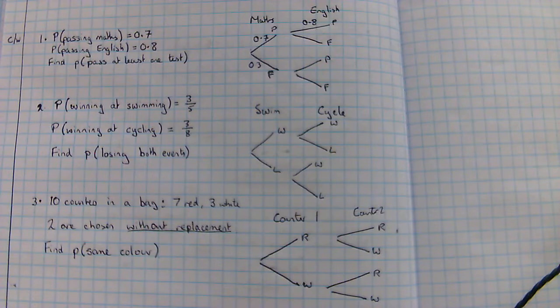Okay, so 3 questions for you to try here. I've started the tree diagram for you on all 3. For questions 1 and 2, the probabilities are fixed throughout. For question 3, the probabilities change depending on what you took when you took your first counter. Right, have a go at 3 questions. When you're ready, press on pause to go through the solutions.